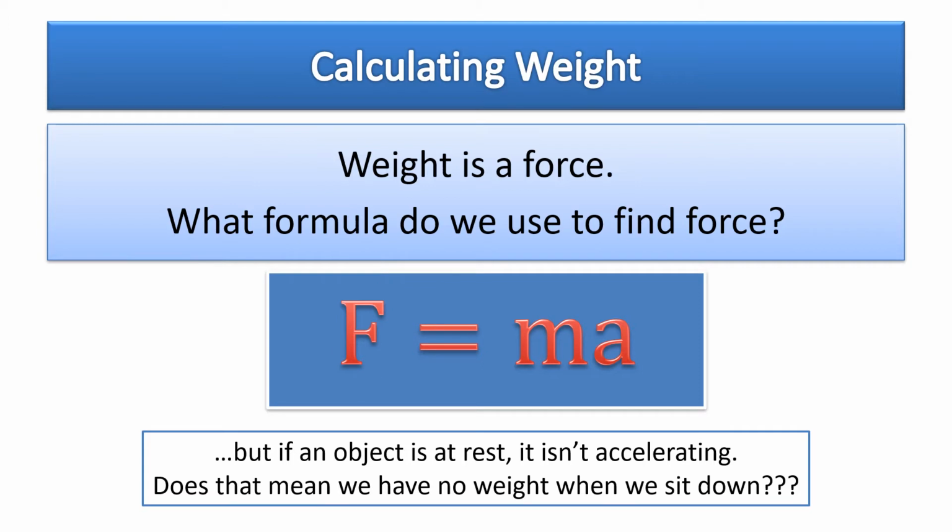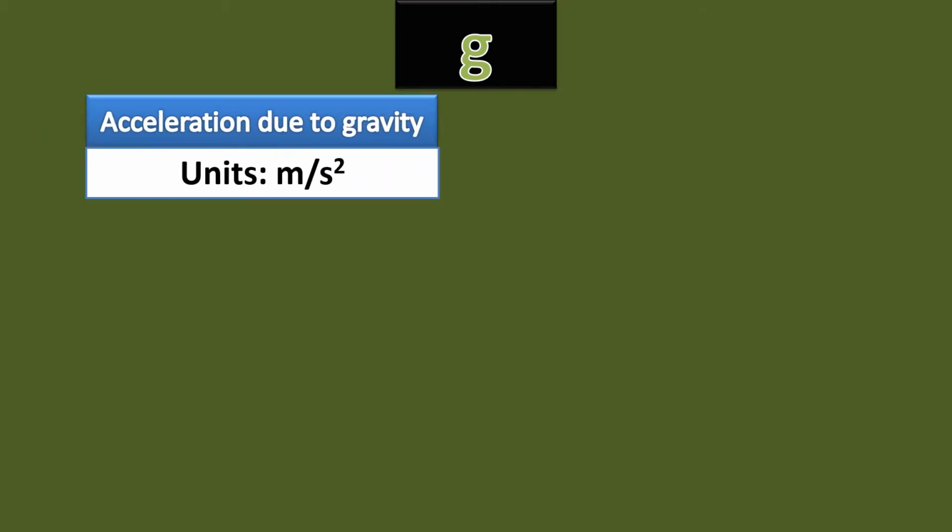So we want to try to find the weight but we're not accelerating. Can we really straight up use Newton's second law, or should we use kind of a version of it? It says, does that mean we have no weight when we sit down? So there's kind of a backstory to little g. We didn't give you the full picture in unit 3 when we talked about acceleration due to gravity. So the units for that was meters per second squared.